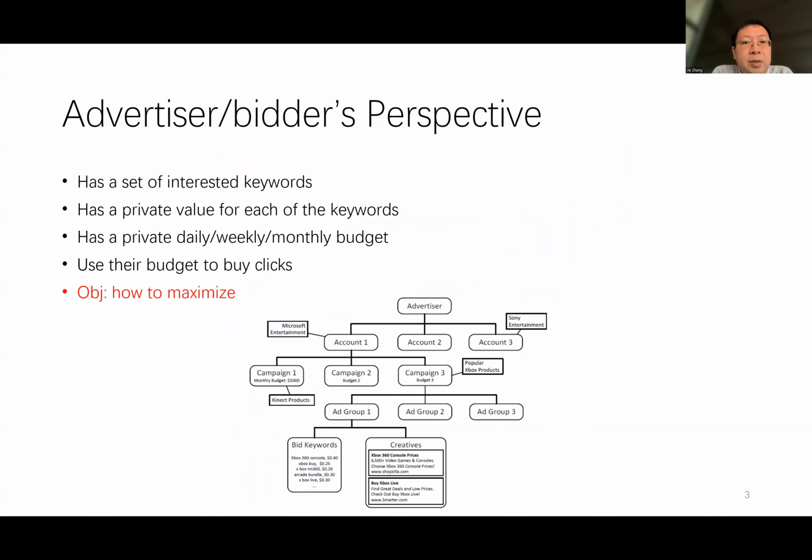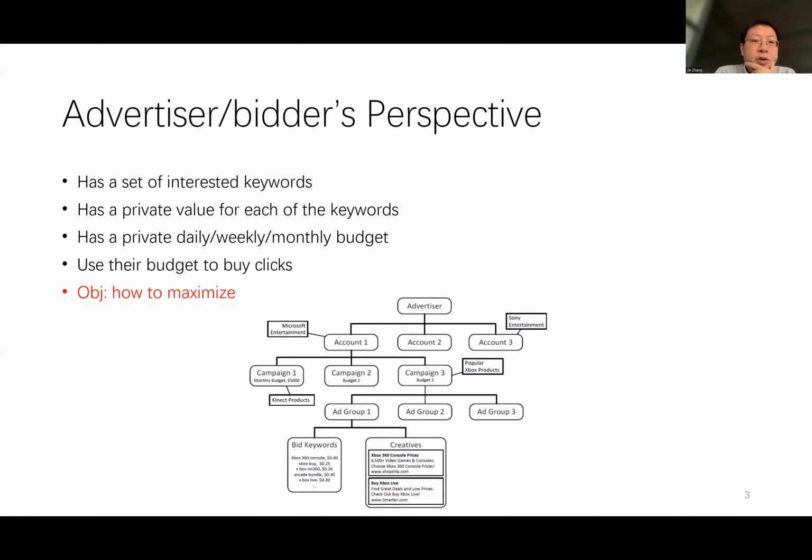From the advertiser's perspective, each advertiser has a set of interested keywords. For example, if I am a car manufacturer and I want to advertise my product on Google, then I might be just interested in the keywords that are relevant to the car industry and especially to my brand. Each advertiser also has a private value for each of the keywords that they bid for. This represents the maximum amount of money they are willing to pay if a search engine user clicks on the advertisement link.